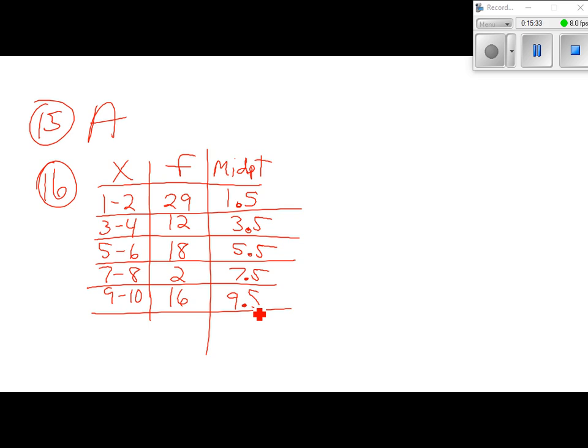Now, since we don't know all the numbers like we would in the stem and leaf plot, where we could just add up all the numbers and divide to find the mean, here we're saying that we have 29 that are what?